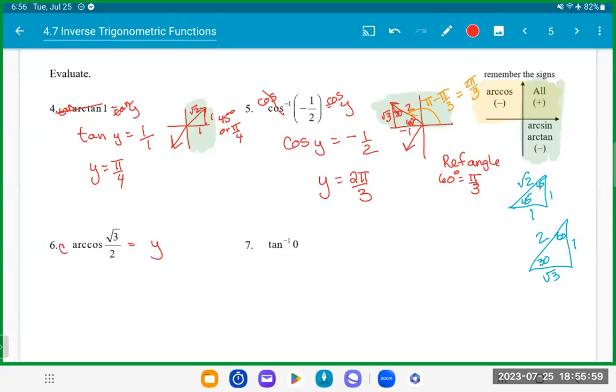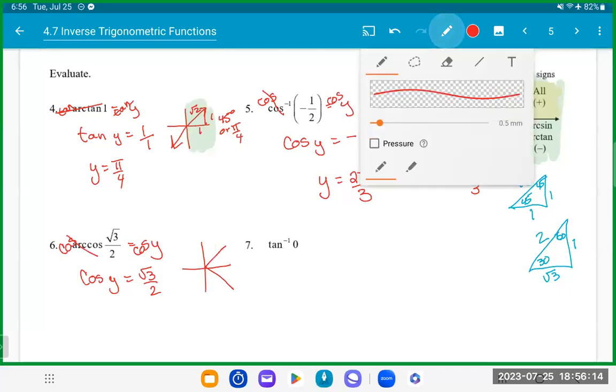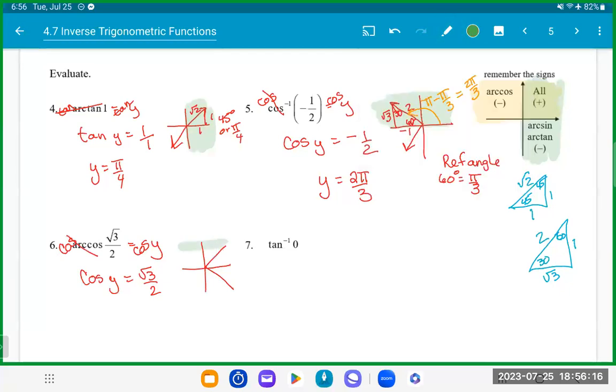Okay, so let's look at this one. We have cosine of y is equal to the square root of 3 over 2. So we sketch that out. This is positive here and here. Remember, it's cosine or arc cosine, so we can only be in the first or second quadrant.